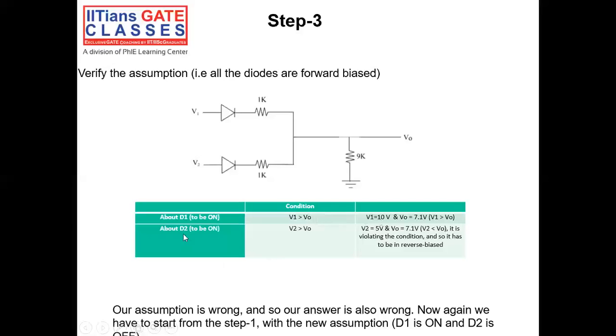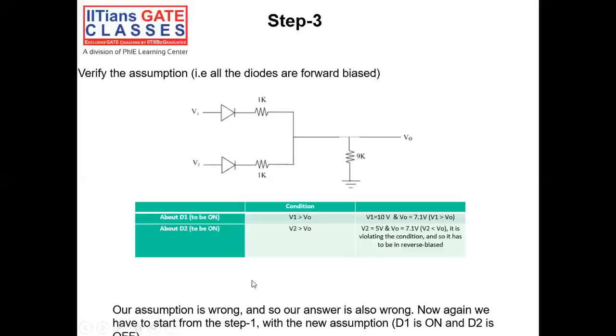Now we will judge D2. The condition for D2 to be on is that V2 should be greater than V0, because for D2 to be on also, the anode potential should be greater than the cathode potential. V2 in the question is given as 5 volt, and V0 we have just calculated as 7.1 volt. So we see that V2 is less than V0, but to be on, V2 should be greater than V0. These two things are contradicting, which means that D2 is not on and it is off.